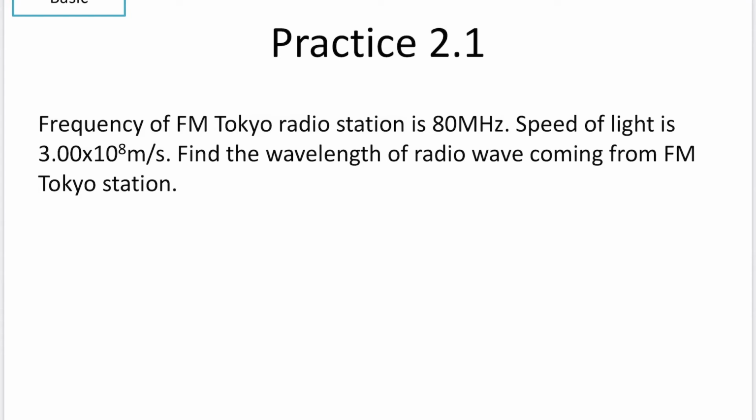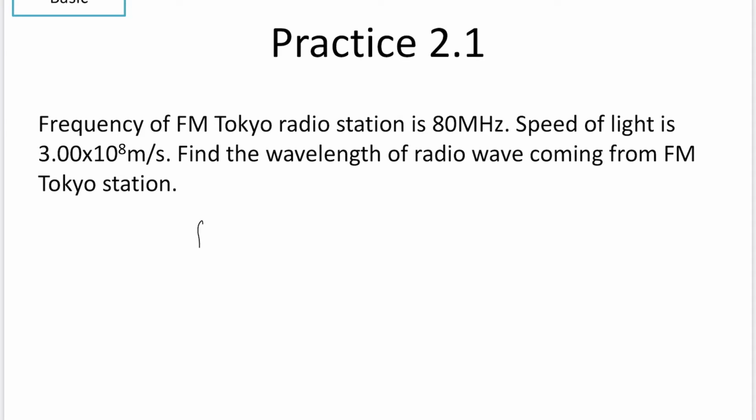So in this practice, the frequency of the FM Tokyo radio station is 80 MHz. The speed of light is 3 times 10 to the 8 meters per second. Find the wavelength of the radio waves coming from the FM Tokyo station.